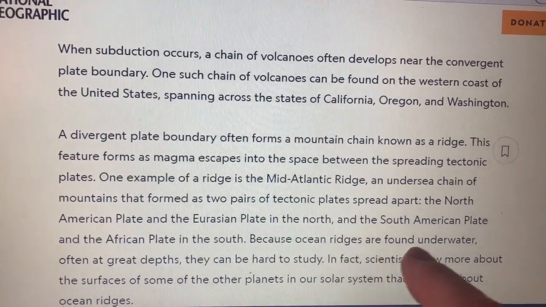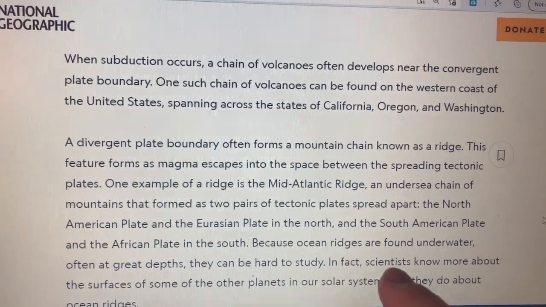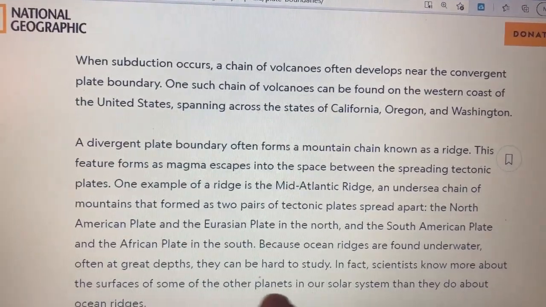Because ocean ridges are found underwater, often at great depths, they can be hard to study. In fact, scientists know more about the surfaces of some of the other planets in our solar system than they do about ocean ridges. So the depths of the ocean is something that we don't know that much about. It's really hard to get there. But anyways, you see the patterns that are developing related to plate tectonics and mountain ranges, volcanoes, earthquakes, underwater mountain ranges too, or mountain ridges, and even the trenches underwater, even though that's not part of our learning target today. But all of those landforms do follow a pattern.